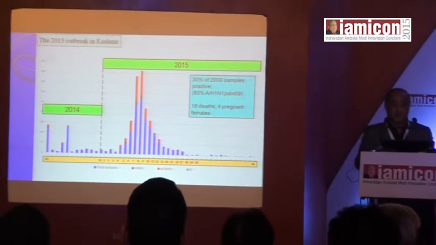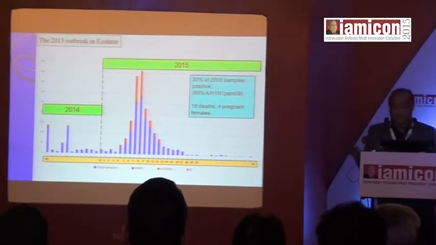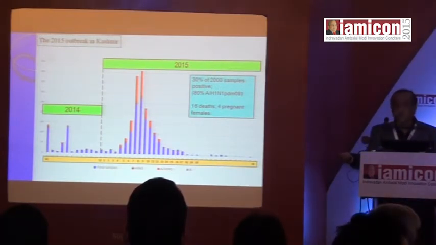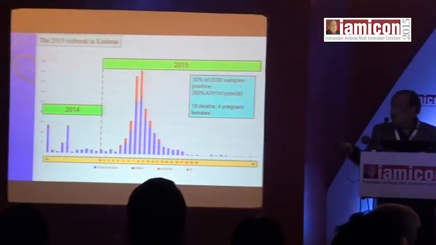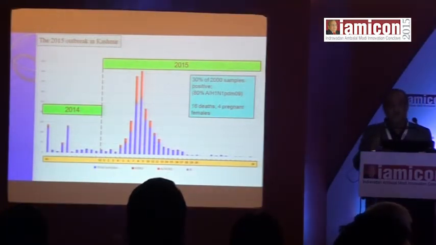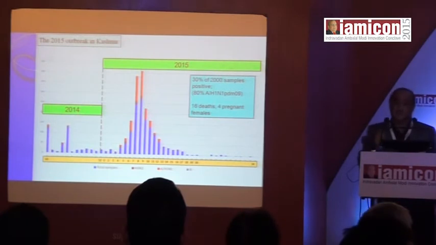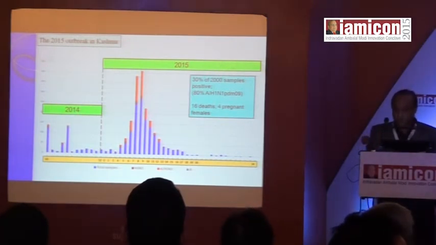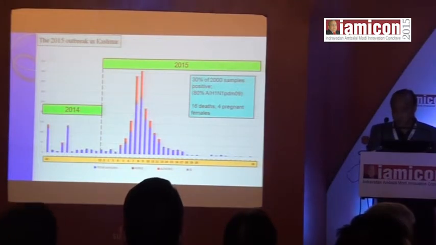This is the 2015 outbreak, and as you can see, it exploded around February. We tested around 2,000 samples, and 30% of them were positive. There were 16 deaths, and 4 of them were pregnant females.